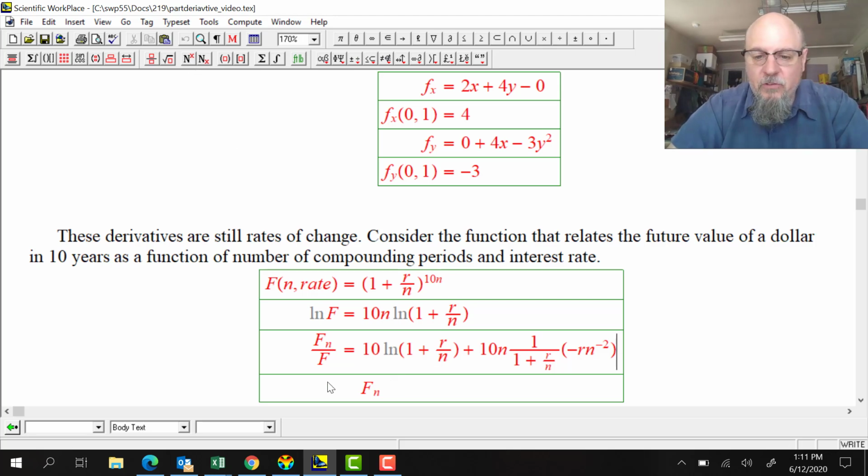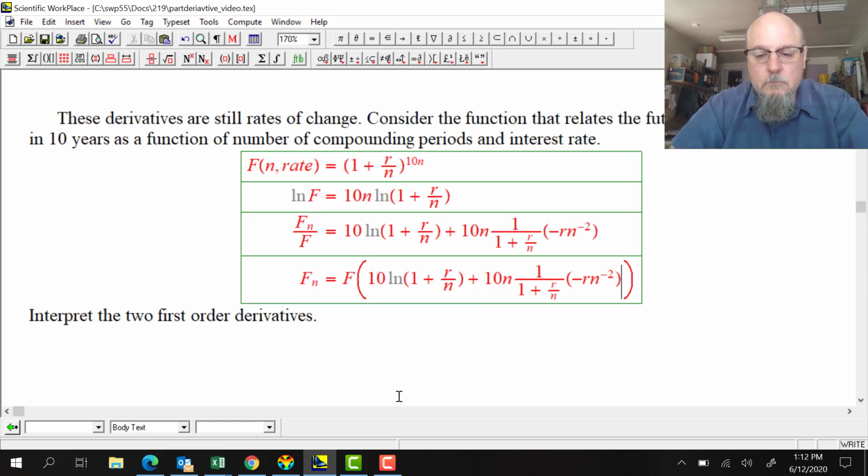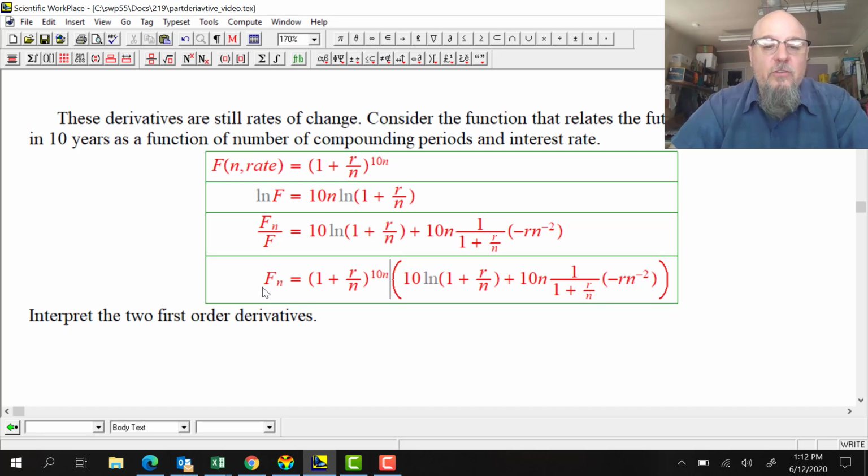So I took the ln of both sides, which made my derivative easier. It was kind of easier, but it still makes an ugly formula. But I get to solve for f sub n. All I have to do is multiply the f up to that side. So f sub n is equal to f times this whole thing. And what's f? That's f. So here's the derivative of the future value of $1 with respect to the number of compounding periods. The formula does simplify a little bit. This n and this n can cancel, but let's leave it like that for now, because we still have to do the other one.